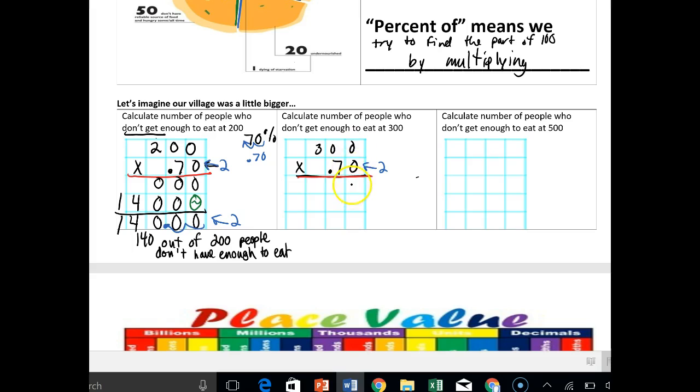So we say 0 times 0, 0 times 0, 0 times 3, lay your egg before you start a new line, and then 7 times 0, 7 times 0, 7 times 3, 21. So we write 2 and 1. And we add up 0, 0, 0, 1, 2. And then remember we swoop our decimal 2 times because in the problem itself there were 2 digits behind the decimal place. So once, twice. So if our village was 300 people, 210 out of 300 people would not have enough to eat.